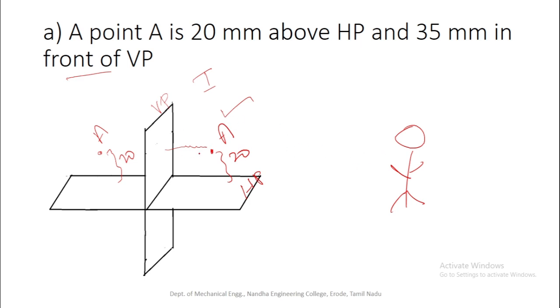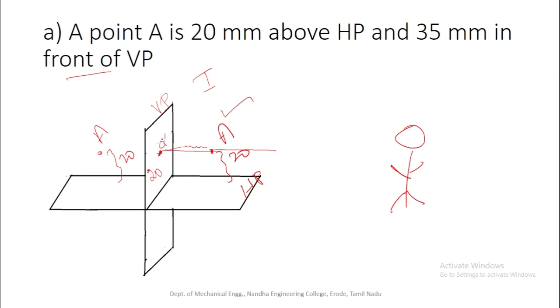So here the observer is here, the rays are parallel to each other and perpendicular to the VP to draw the front view. So the front view of the object is projected on the vertical plane. Here the distance between the object and the horizontal plane is 20 mm. So definitely the distance between the projection of point A and the XY reference line will also be the same, 20 mm.